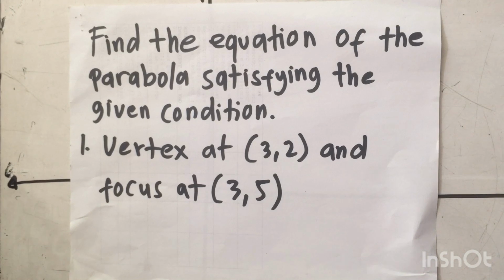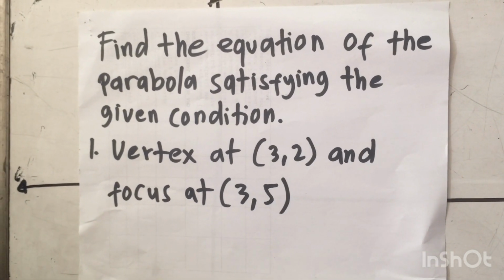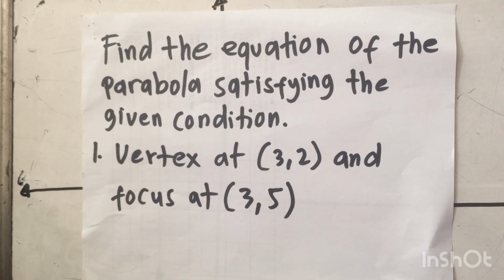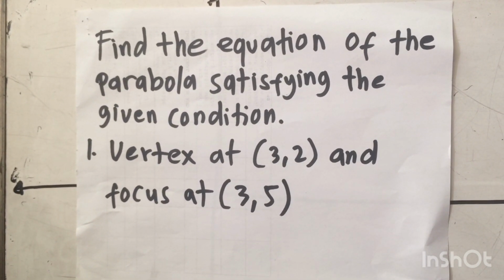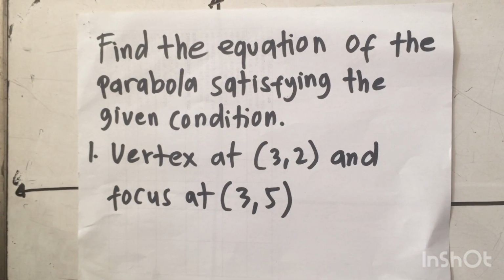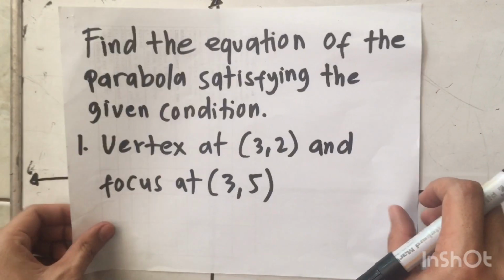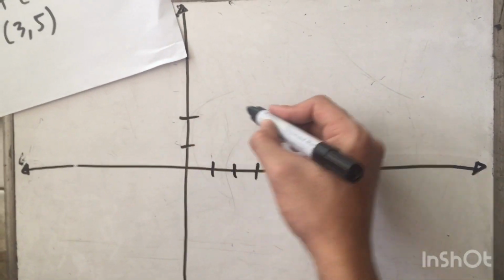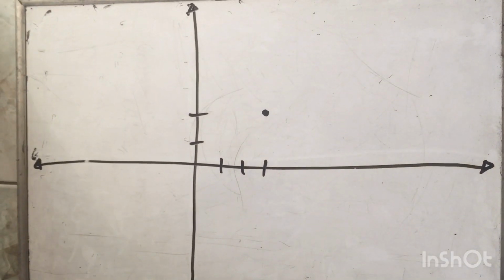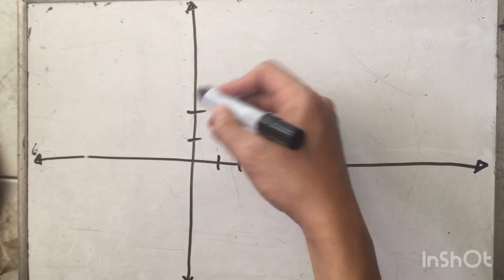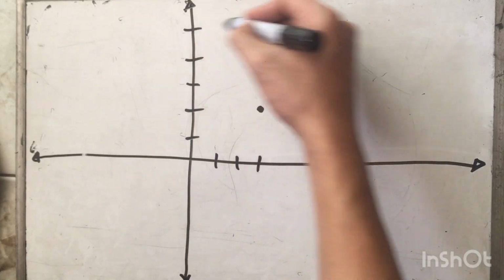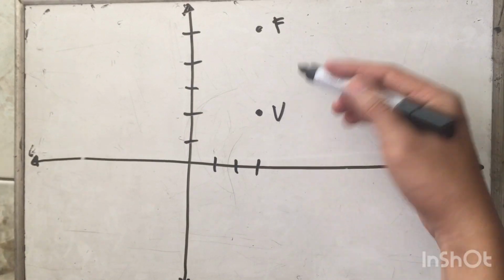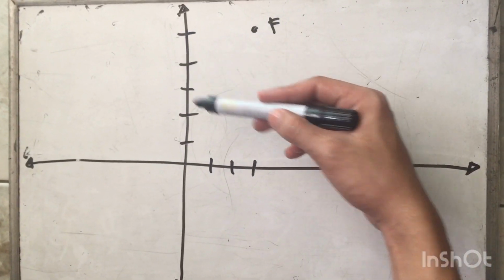For the last example, find the equation of the parabola satisfying the given condition. Vertex at 3 and 2 and the focus at 3 and 5. So in order for us to determine the equation, of course we have to plot it on the Cartesian plane. So the vertex is at 3 and 2 and the focus is 3 and 5. So 1, 2, 3, 1, 2, 3, 4, 5. So as we can see, the focus is above the vertex. It implies that the parabola opens upward.